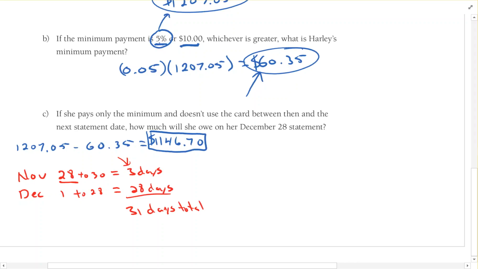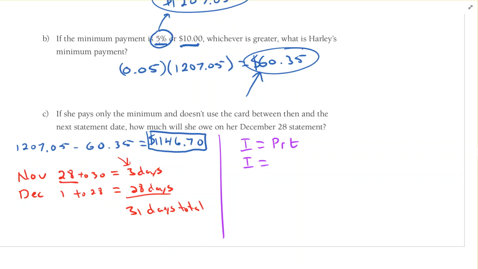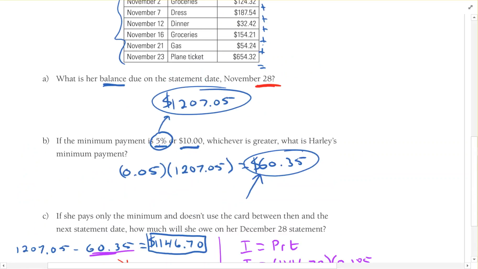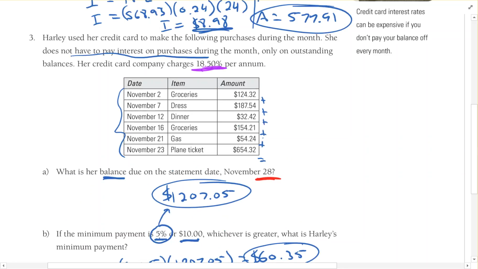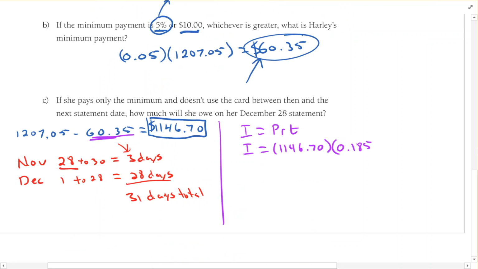All right. Now that we know that, we are going to start out with our formula. I is equal to PRT. I is going to be equal to 1146.70, because that's how much we have on the credit card after we took off that 60, right? Times our interest rate of 0.185. Remember where that comes from? That comes from all the way back up here, right? That's how much the credit card charges. And then the time, well, that's what we just figured out.